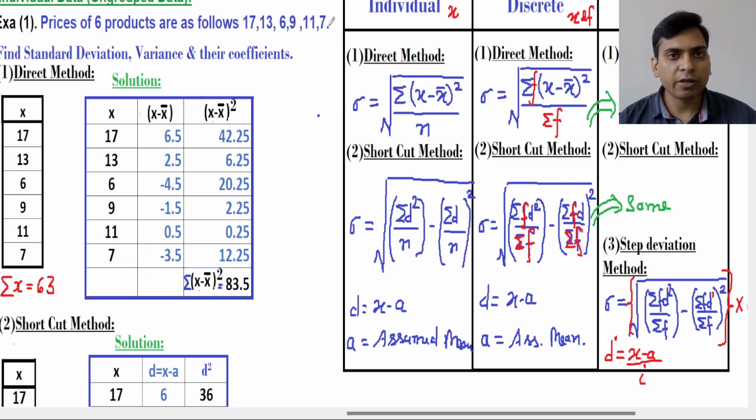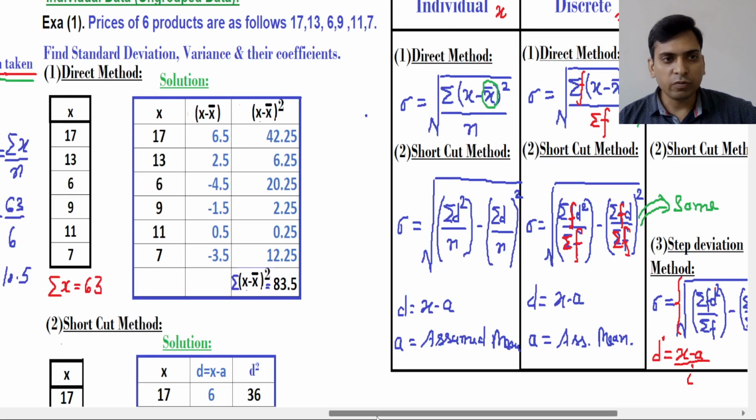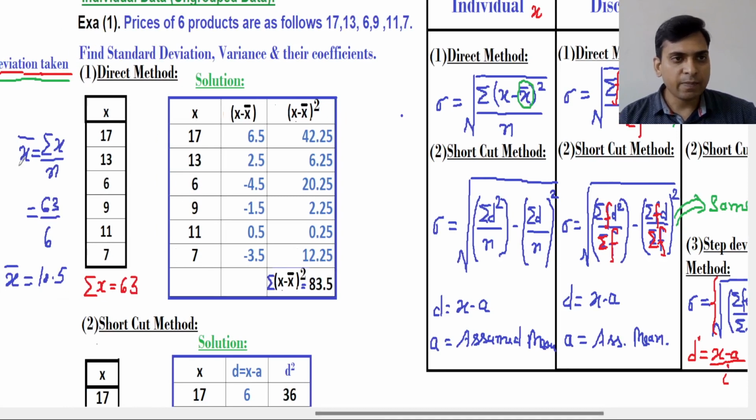As numbers are not repeated, this data is individual, so we have only two methods. The first method is the direct method, and the first task is to calculate x bar. We have already done this. X bar is equal to summation x divided by number of observations, so x bar is equal to 10.5.